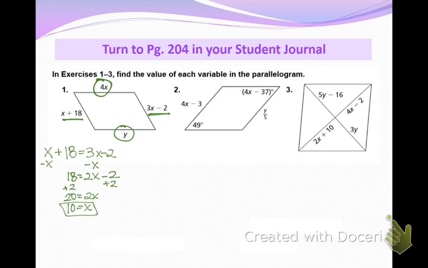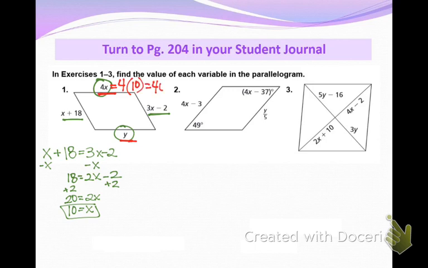How could we use x to find out what y is? Okay, that was a lot. You know 4x equals y, right? 4 times whatever x is. Well, if we know what x is, we can plug it in. 4 times 10 is 40. So the side across from y is equal to 40. So what does y equal? 40. So y equals 40. All right, so that's why we have been warming up for this. Okay? Any questions on number 1?